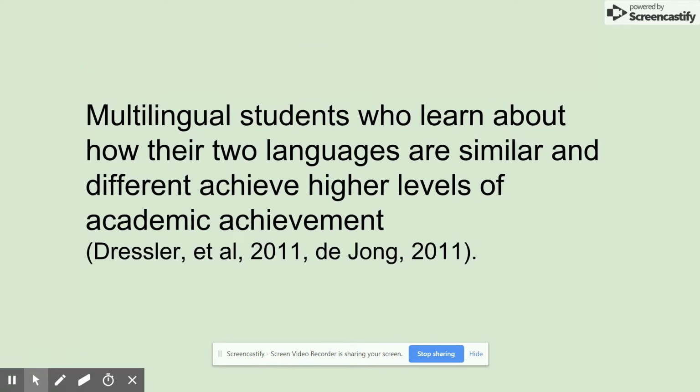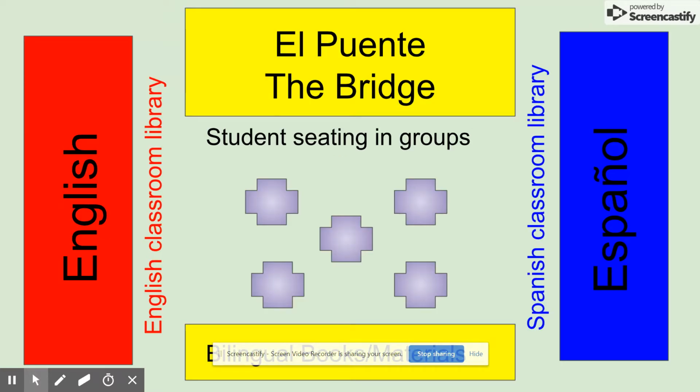Research shows that multilingual students who learn about how their two languages are similar and different achieve higher levels of academic achievement. So what does this look like? Here's a diagram that shows a model with three linguistic spaces. You have English on the left, Spanish on the right, and an area for bridging in the middle.